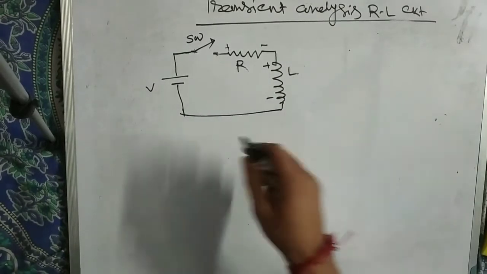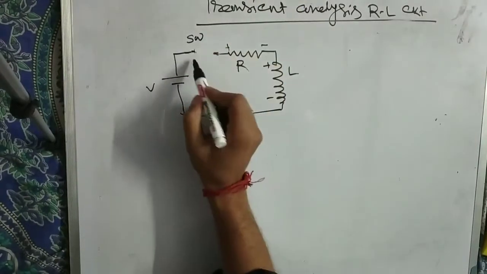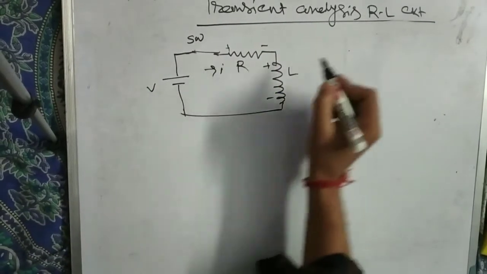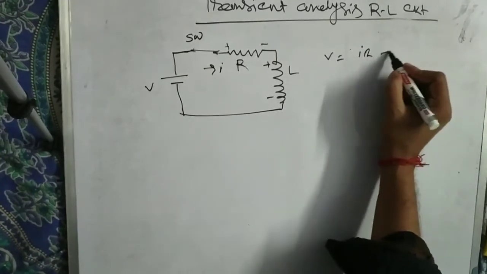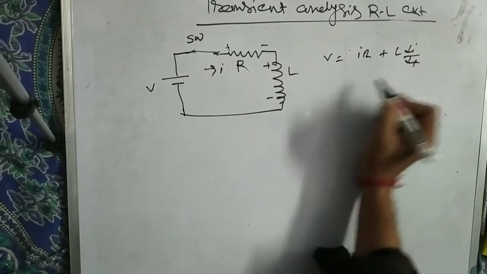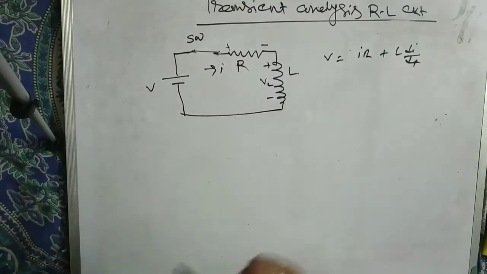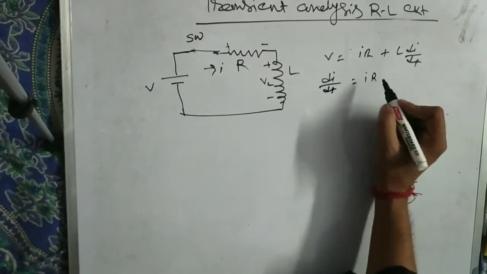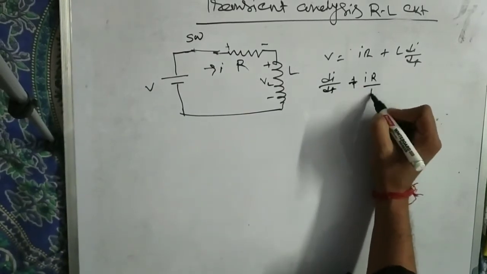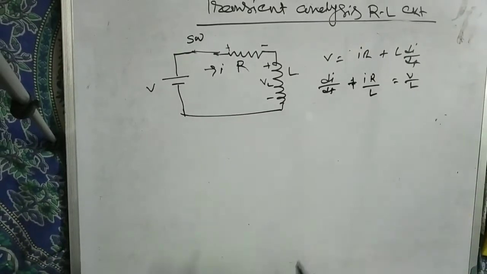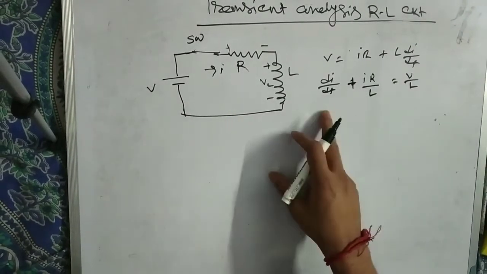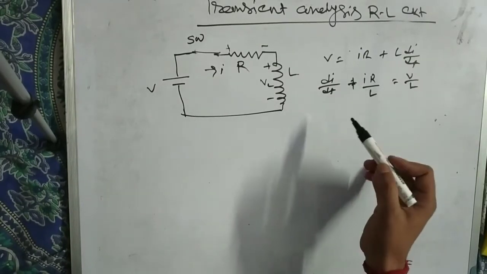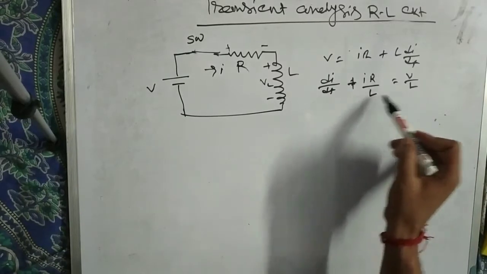So we will analyze it. At t equal to 0, suppose you close this switch. Now the equation is V equal to I into R plus L di by dt, since we all know the voltage across an inductor is VL equal to L di by dt. So this equation becomes di by dt equal to minus I R by L plus V by L. If I solve this differential equation, it is called a linear differential equation.